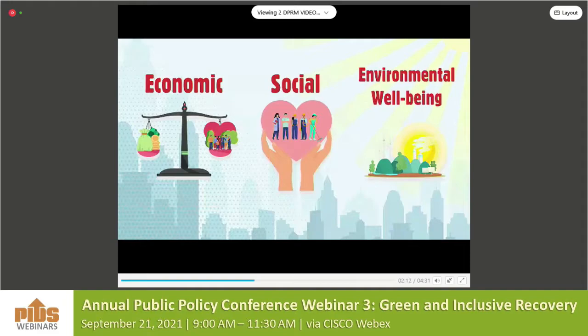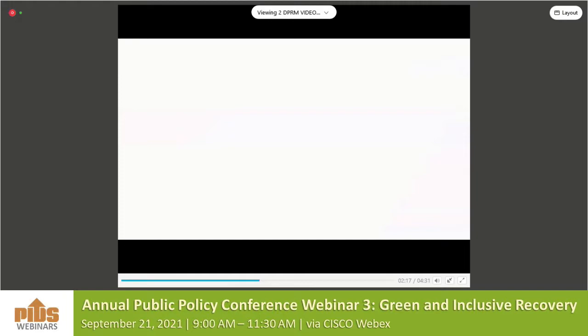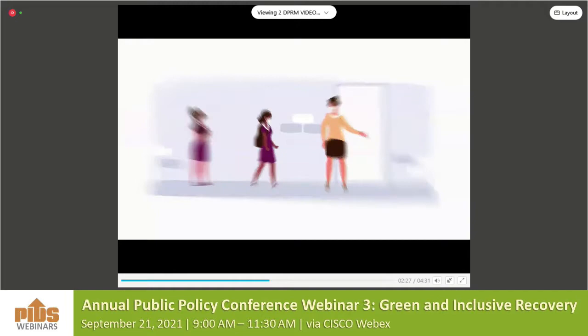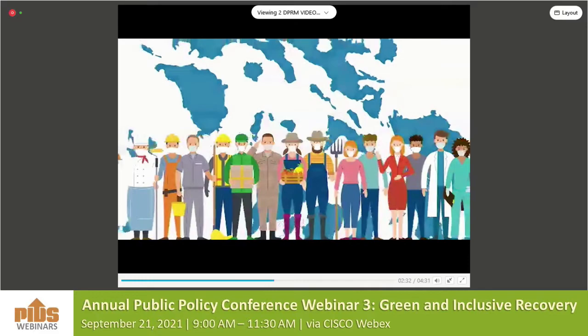To make this possible, the government should set the right policies that will allow all citizens, regardless of status in life, to access essential public services and will protect all segments of the population, especially the poor and the vulnerable, from various risks through effective social protection systems.